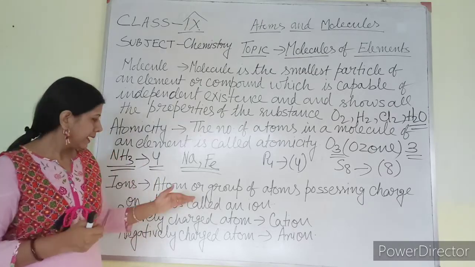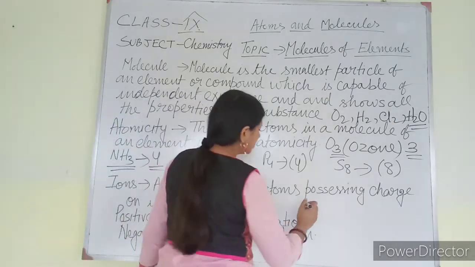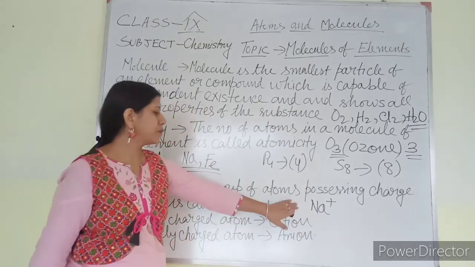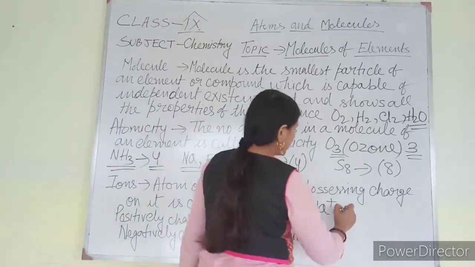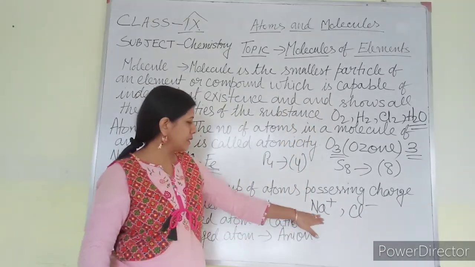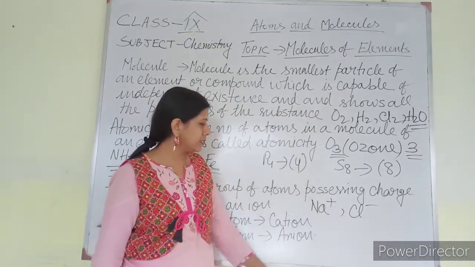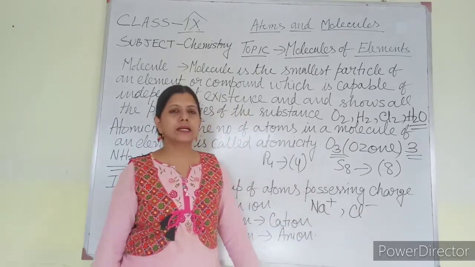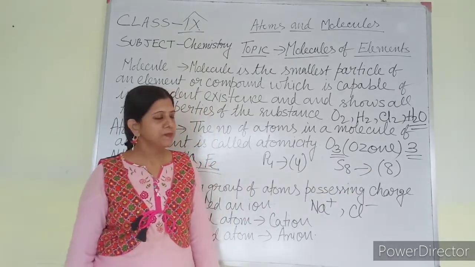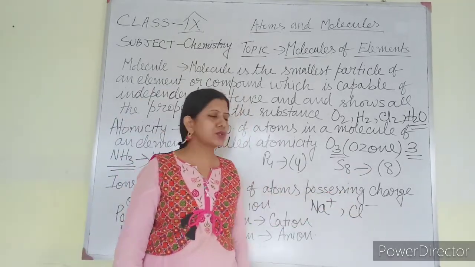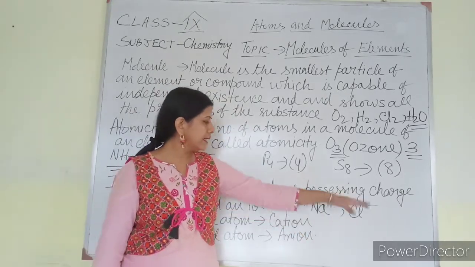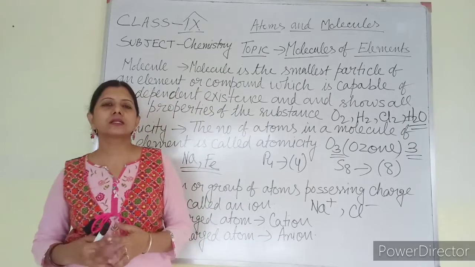Example, in sodium chloride, sodium exists as Na positive ion and chlorine exists as Cl negative ion. So this one is known as an ion containing positive charge. This is also known as an ion containing negative charge. Positive charge means an electron has been removed, and negative charge means an extra electron came here. So these atoms containing charge on them are known as ions.